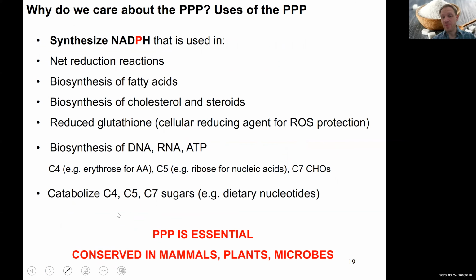In addition, like I said before, the PPP can be an anabolic or catabolic pathway, so it's an amphibolic pathway. In addition to the biosynthesis of these C4, 5, and 7 sugars, it can also catabolize them, can help to break them down, which, for example, is relevant for dietary nucleotides, so nucleotides that you get through your food. So you can imagine, with all these different really critical functions, that the PPP is an absolutely essential pathway, and it's conserved in mammals, plants, and microbes.